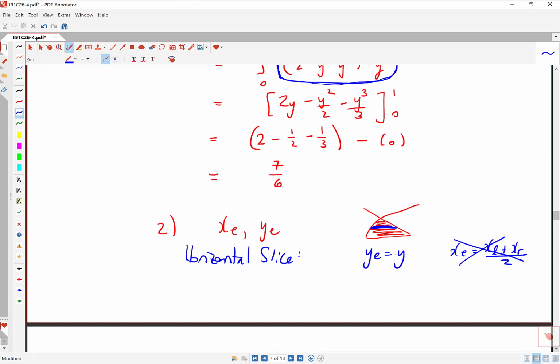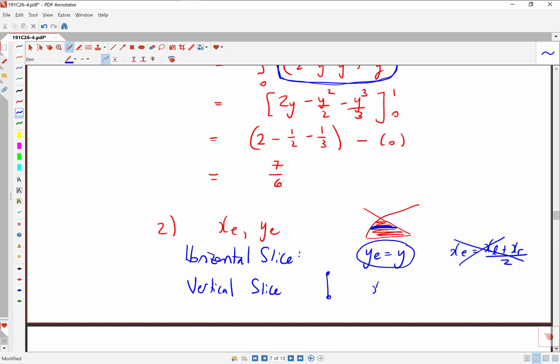We just need to know here that y sub e is equal to y. And I think just because this is our last problem, I might, just for the sake of a complete discussion, talk about vertical slices at the same time. So imagine you were doing a vertical slice problem. Zoom in on one of your vertical slices.